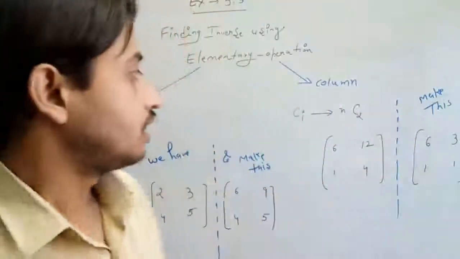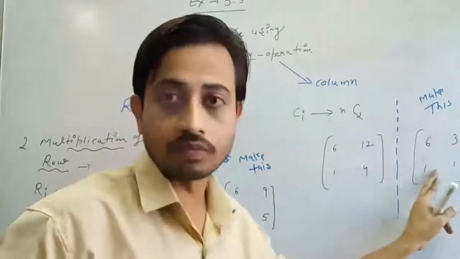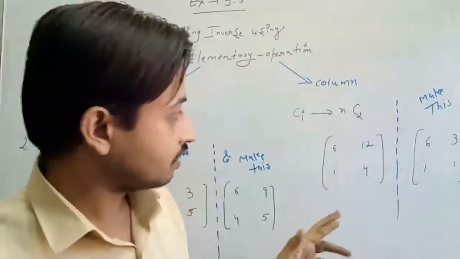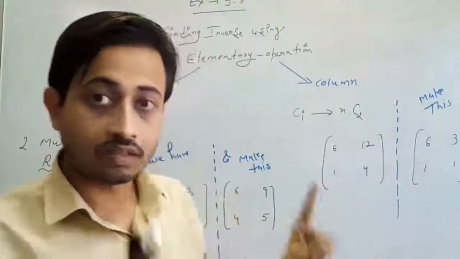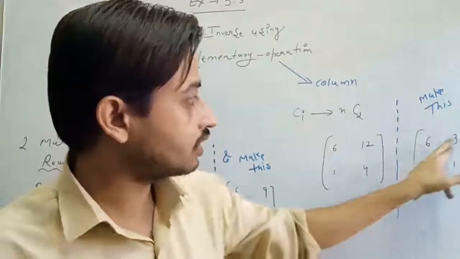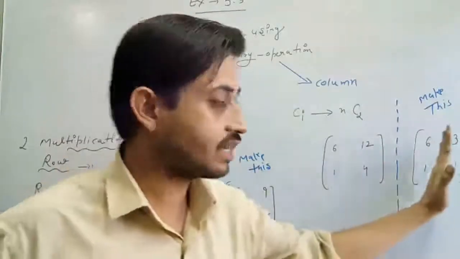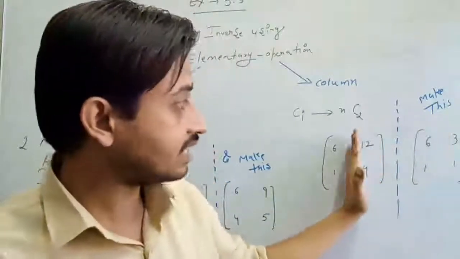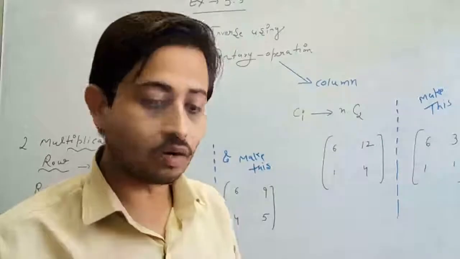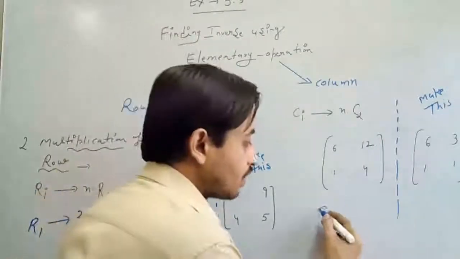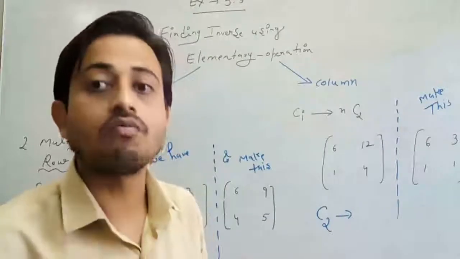Same here. If the question is this and we have to make it in this form, then what do we have to do? Please check. Here 6 and 1, 6 and 1 are the same. The difference is 12 and 4, here 3 and 1. It means our first column is the same, but the second column we have to change. So that's why I have to apply the operation on the second column. Now what do we have to do?